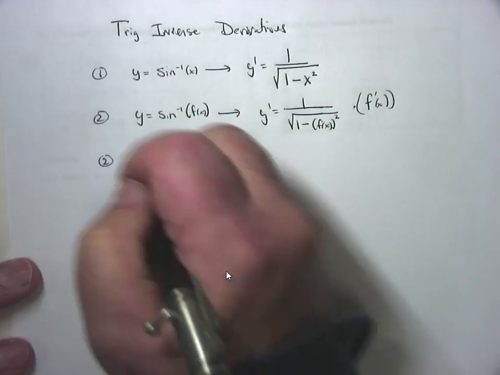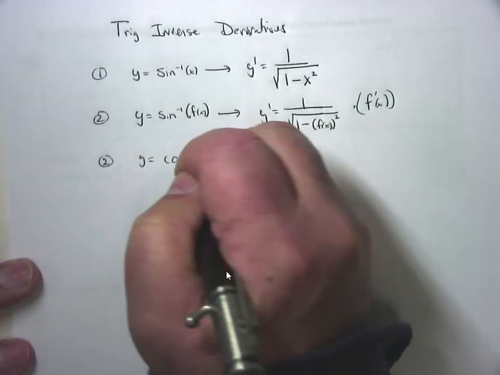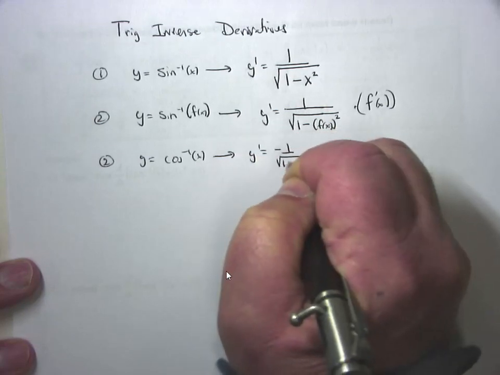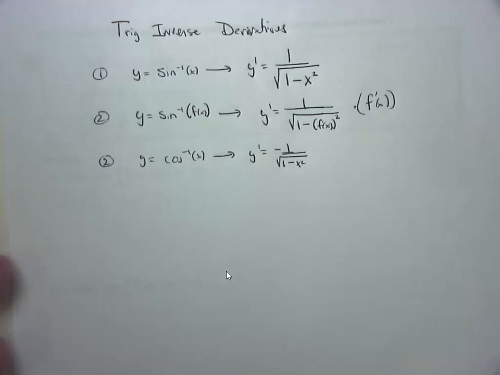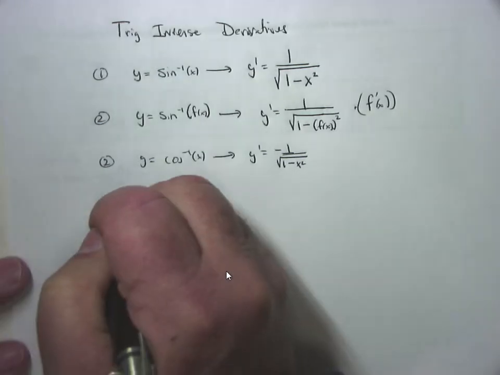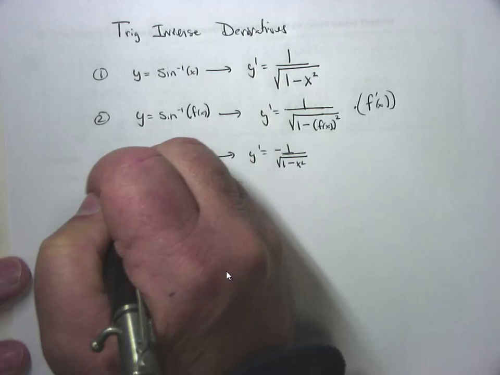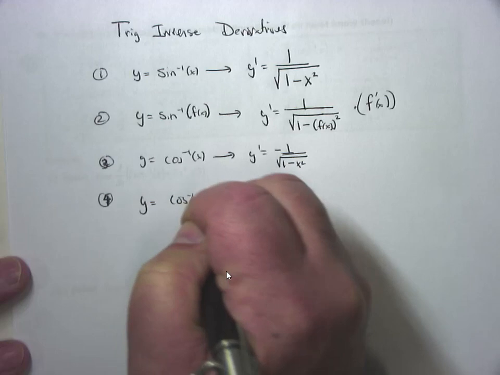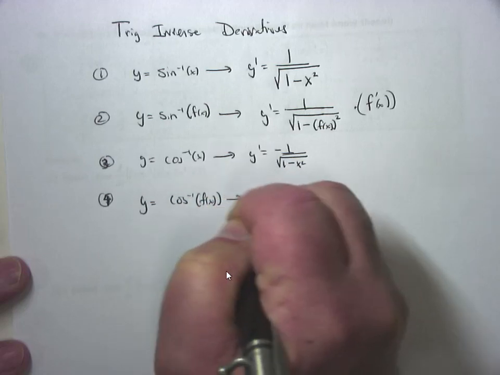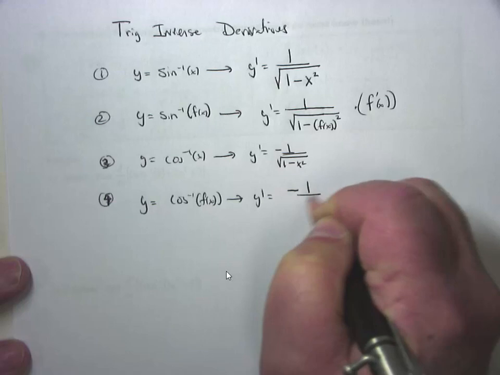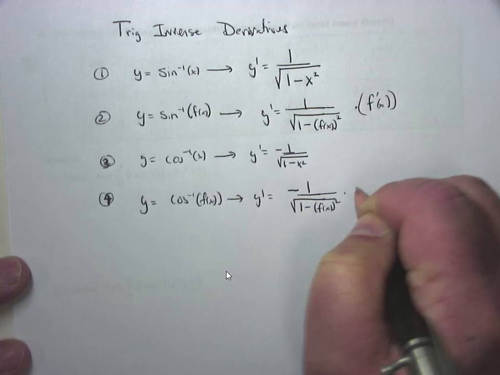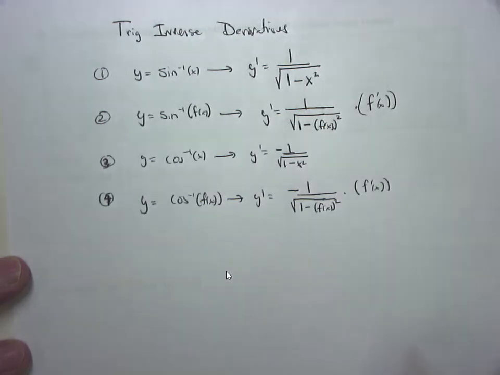Number 3, if y equals the cosine inverse of x, you caught the pattern: y prime equals negative 1 over the square root of 1 minus x squared. It's just the negative of what you got with the derivative of the sine. And number 4, y equals the cosine inverse of a function, you get y prime equals negative 1 over the square root of 1 minus the function squared times the derivative of the inside. It's the same thing except it's negative.